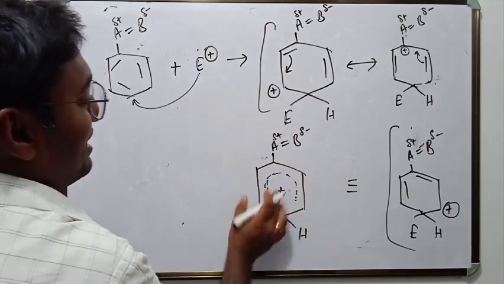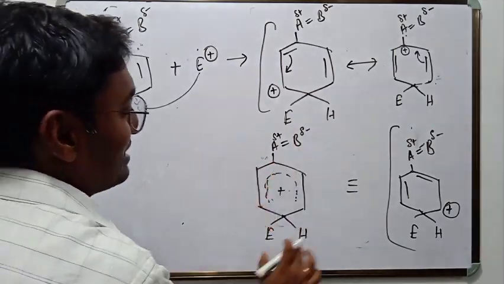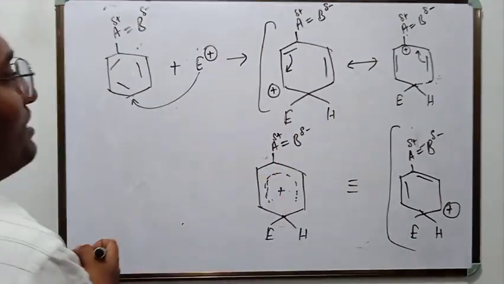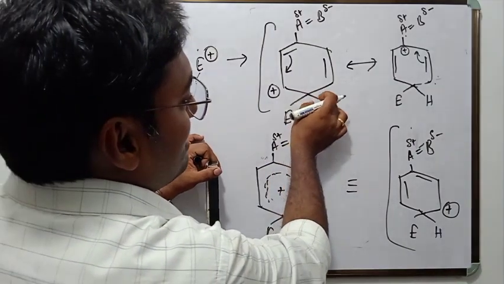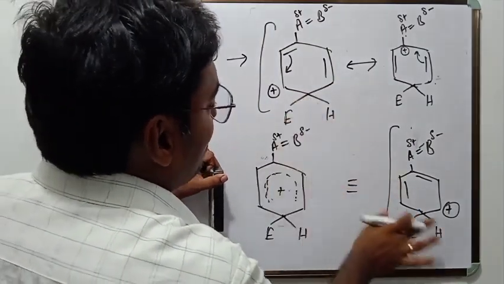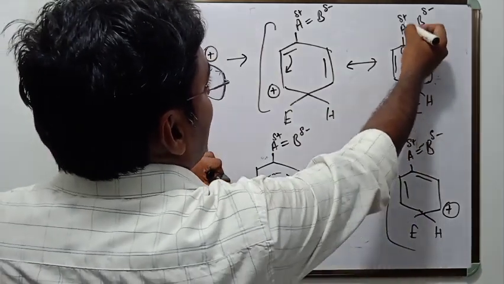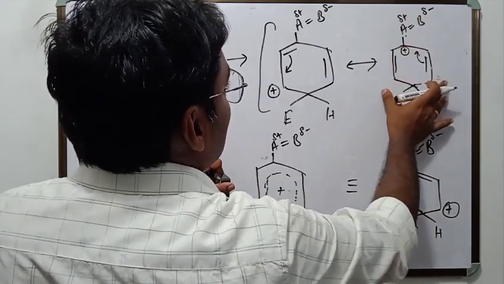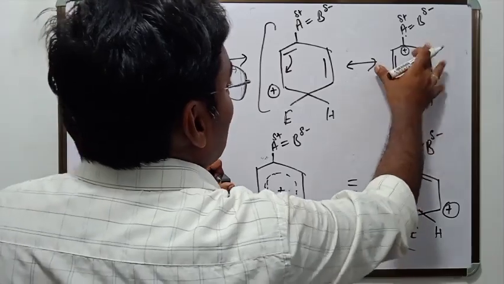At any given time, attack at meta position will give a resonance hybrid carbocation like this. But would it be formed? That is the main thing. No. Why? Because the resonating structures 1 and 3 are fine. But look at the resonating structure 2. Positive charge is on adjacent carbon atom. That would make this structure very unstable, very energetic, and its formation would be very unfavorable.